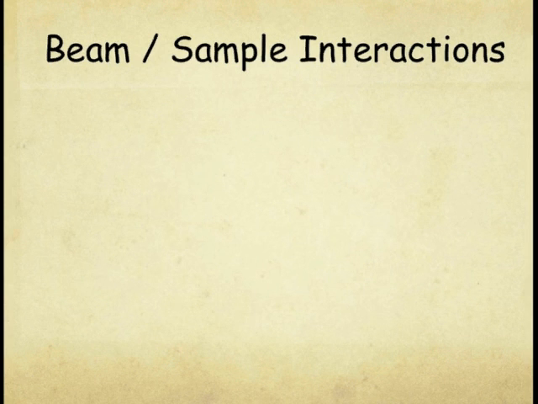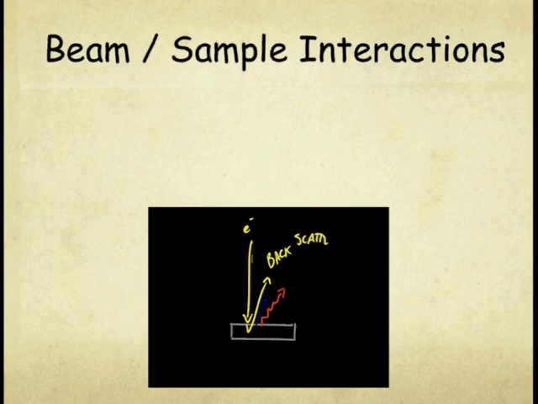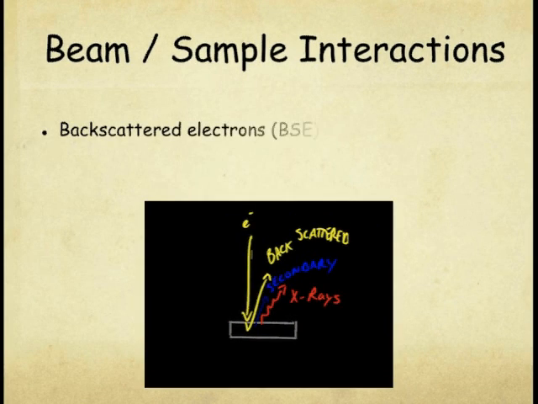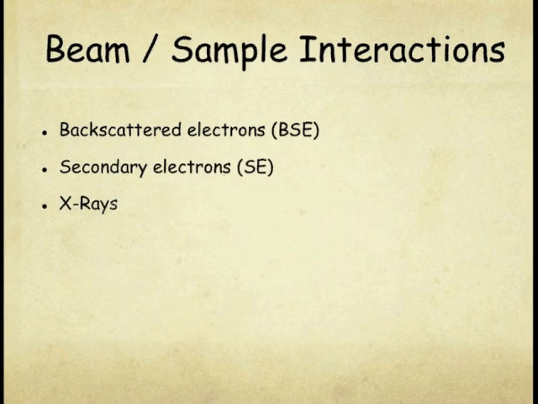There are many particles or energies which can be detected after an electron beam interacts with a specimen or sample. These include, but are not limited to, backscattered electrons, secondary electrons, X-rays, Auger electrons, transmitted electrons, and cathodoluminescence. However, for our purposes, we will only concern ourselves with the first three: backscattered electrons, or BSEs, secondary electrons, or SEs, and X-rays.